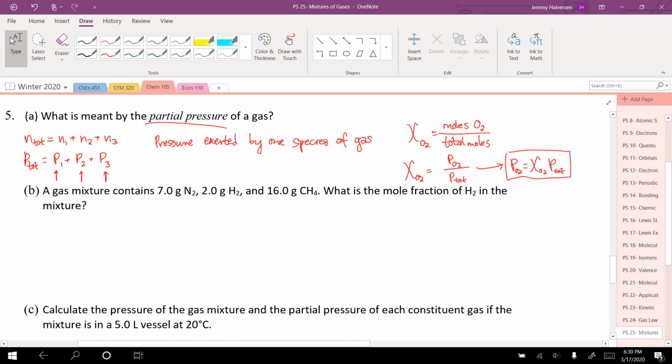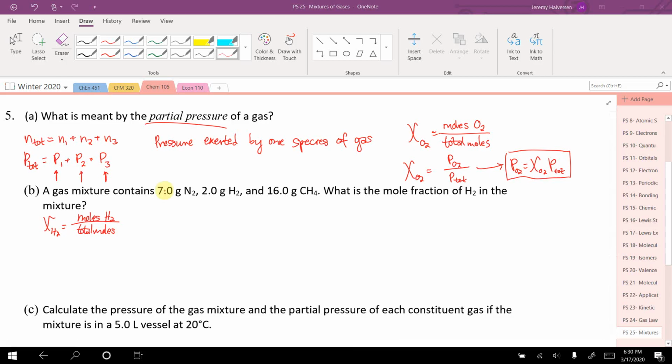So let's jump in here and use it. Maybe my awful explanation will become clear as we start using it. All right, the gas mixture contains 7 grams nitrogen, 2 grams hydrogen, 16 grams methane. What's the mole fraction of H2? Okay, the first question is just to find the mole fraction, this X thing, of H2. Well, we know that the mole fraction of H2 is just going to be the moles of H2 divided by the total moles. So I need to find the total moles and the moles of hydrogen.